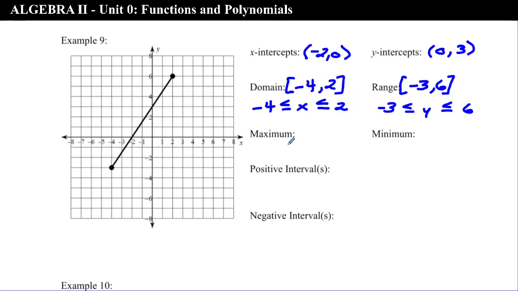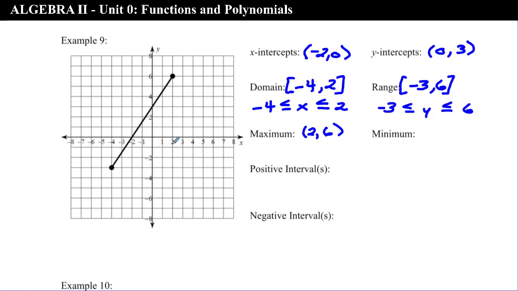Okay, now let's talk about our maximum. Our maximum value on this graph, since it terminates on both ends and it is only going up, is very simple. We have a value for our maximum, and we can set it in an ordered pair. So our maximum value is the top part of the graph, and we have x equals 2, and we go up to y, which is 6. So our maximum is at the point (2, 6).